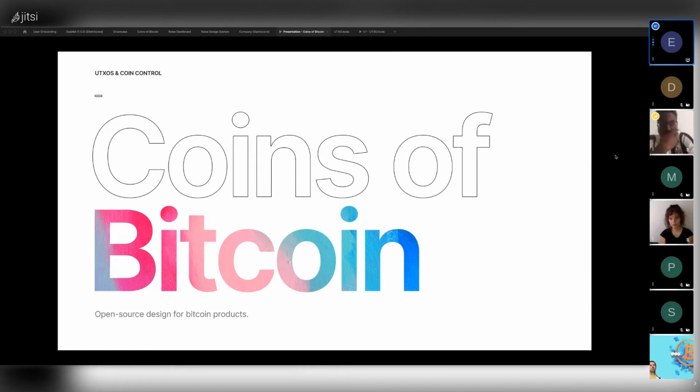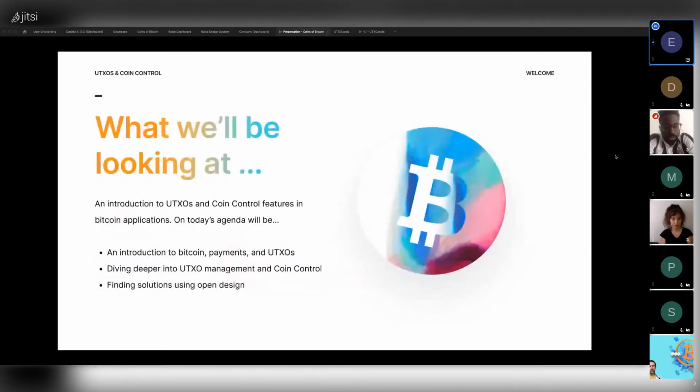First of all, thanks to Christoph for providing the design template. This is what they'll be using for the config presentation. So again, working with open design. First of all, a run through of an introduction to UTXOs and coin control or coin selection, taking them through an intro to Bitcoin for the people who don't know much about Bitcoin, how payments work and what UTXOs actually are, and then diving a bit deeper into the management and the selection side of it.